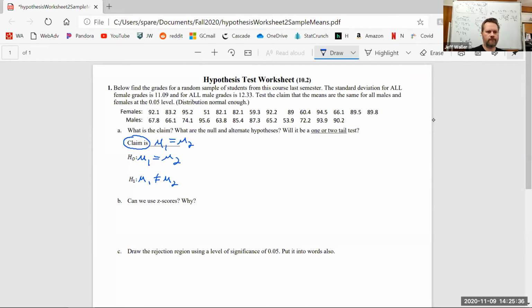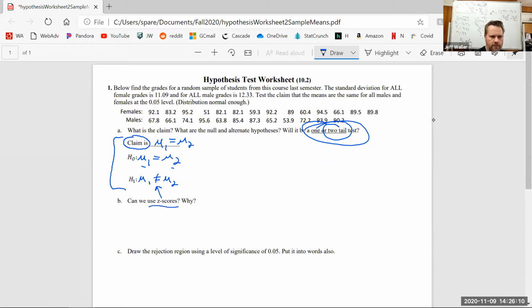So with two samples, with two populations, there will almost never be any numbers in these hypothesis statements. They are relationships between unknown things. Both of these are unknown now, right? Is this a 1 or a 2-tailed test? 2. Great. I like it because it's not equal to.